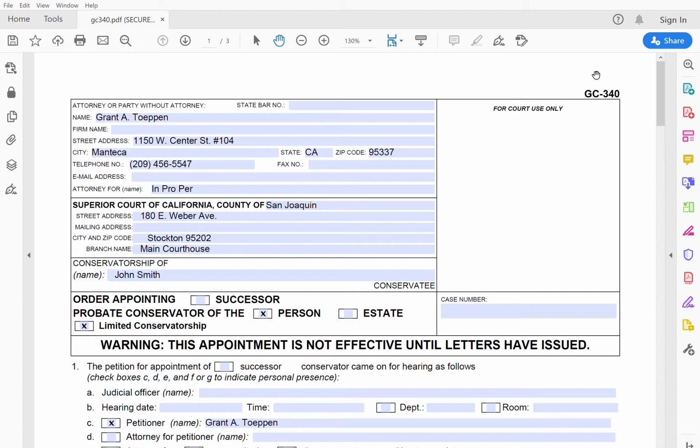I do a lot of limited conservatorships. And today I'm showing you how I fill out the order appointing a probate conservator of the person for a limited conservatorship.